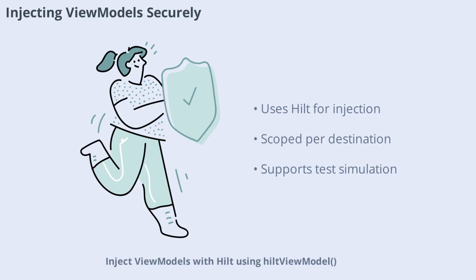Inject view models with Hilt using HiltViewModel, scoped per navigation destination. This approach ensures that authentication state is managed securely and efficiently across different screens. Test routes with Compose test rule and simulate biometric or PIN flows for comprehensive coverage.